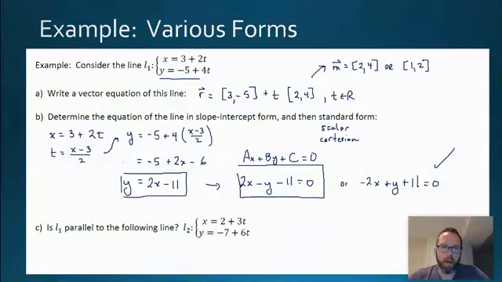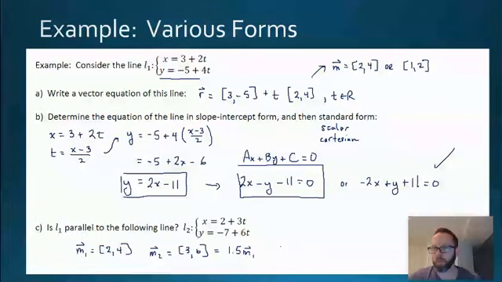Okay, let's compare. Is our original line L1 parallel to the following line? Well, to see if they're parallel, we need to compare their direction vectors. So for L1, I'm going to say m1 is equal to (2, 4). M2, the direction vector for line 2, is (3, 6). And then maybe you recognize they can both be reduced to (1, 2). But maybe you can see that the second direction vector here is 1.5 times the first one. And so since they're scalar multiples of each other, yes, they are parallel because their direction vectors are parallel.